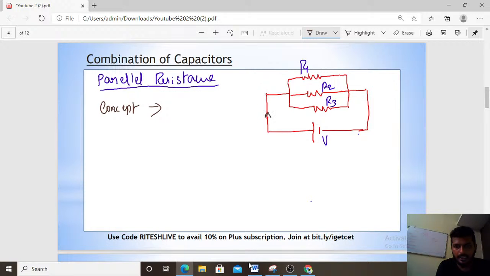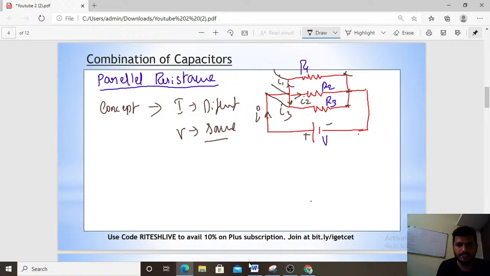When current I flows, it will distribute like this, that is I1, I2 and I3. Current will be different, I will be different in the parallel resistance. Okay, voltage will be same. So voltage in this and in this and in this circuit will be same, because plus is connected to here and negative is connected to all the three spots, right? So that is V will be same.